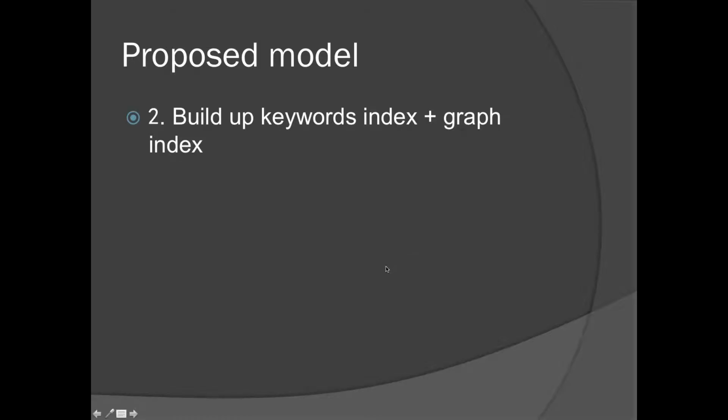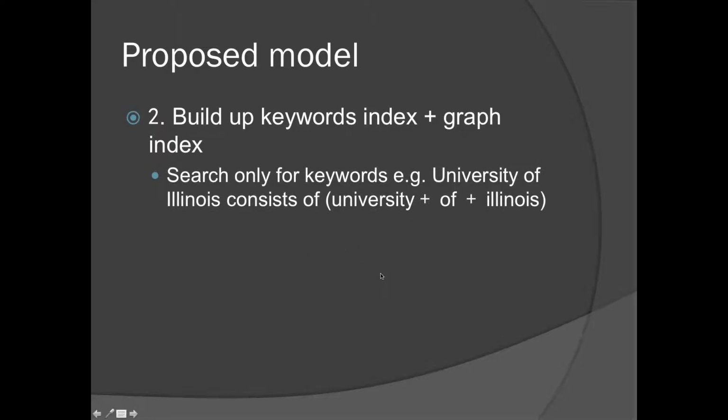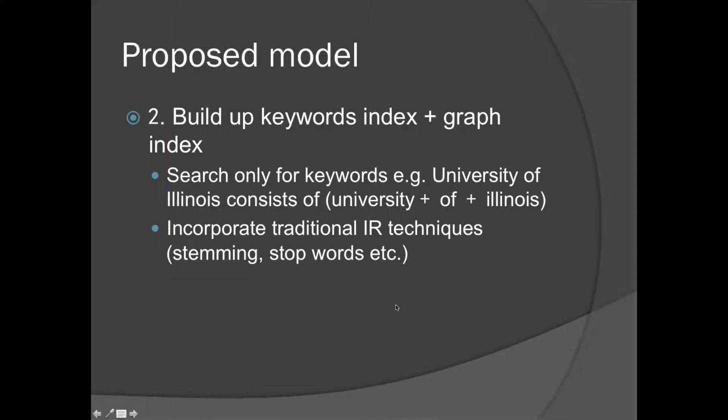The second step is to build up a keywords index and a graph index. These are two different kinds of index. Why do we need a keywords index? That's because we are only searching for keywords. We do not search for a phrase. So if we have an entity like University of Illinois, we have a keywords index on this entity, like University, of, and Illinois. And we need to incorporate traditional IR techniques into this.